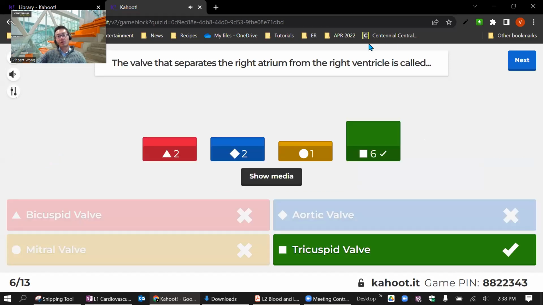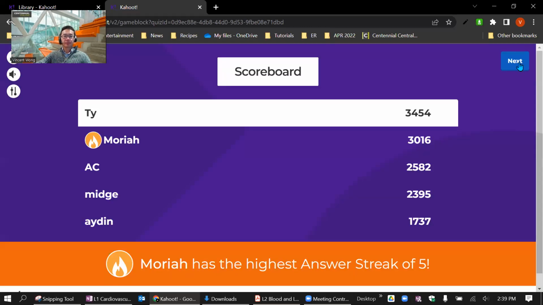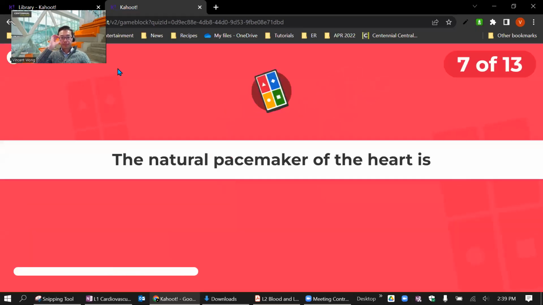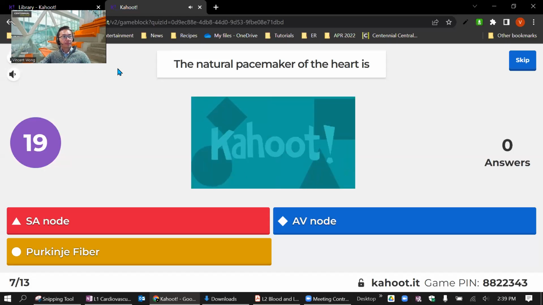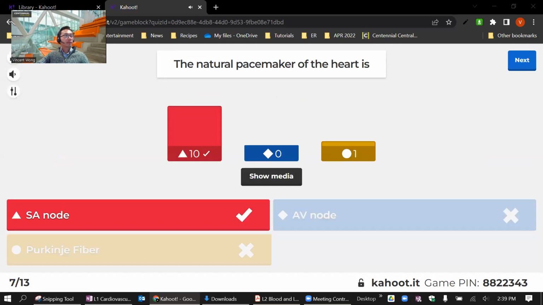Yep, the tricuspid valve is the one that separates it on the right side, 3 flaps, and then the bicuspid or the mitral valve is the one that separates them on the left side. Okay. Yeah, the SA node is the natural pacemaker. Very good.